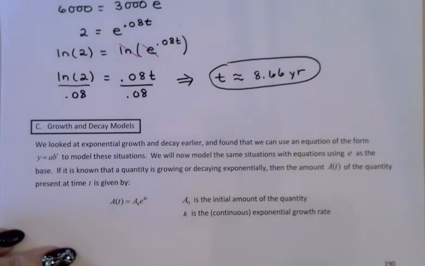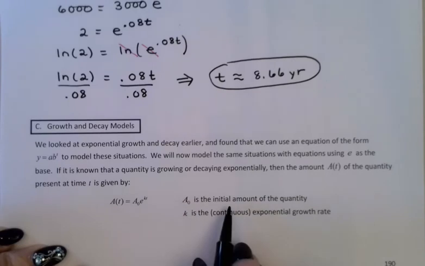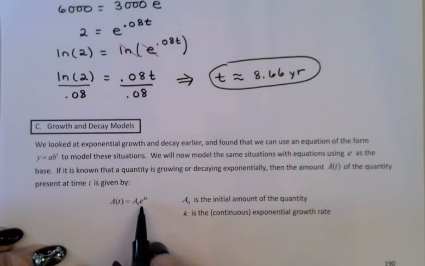This is section 3.11, part C, and we're going to continue to look at models that use the number e. This time we're going to look at generalized growth and decay models. Our exponential function now will be A of t equals A naught, the initial amount, times e to the kt. This is now a continuous growth function rather than an annualized one, because we're using that continuous growth base, e. The number k is called the continuous exponential growth rate, or sometimes just the exponential growth rate.